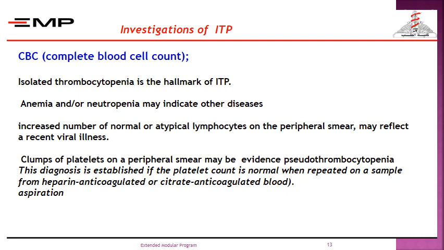Increased numbers of normal or atypical lymphocytes on peripheral smear may reflect a recent viral illness. Clumps of platelets on a peripheral blood smear may be evidence of pseudo-thrombocytopenia. This diagnosis is established if the platelet count is normal when repeating the sample on a heparin or citrated tube.